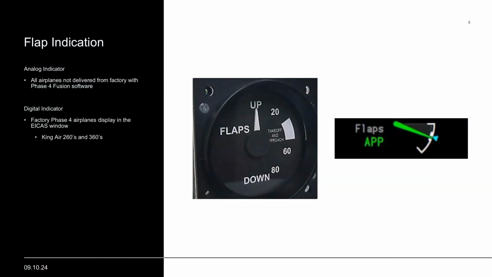Flap travel and position is shown on an analog indicator on top of the pedestal near the flap control lever, or starting with the release of the King Air 260 and 360, this data is displayed on the digital indicator in the IKES window of the ProLine Fusion multifunction display.